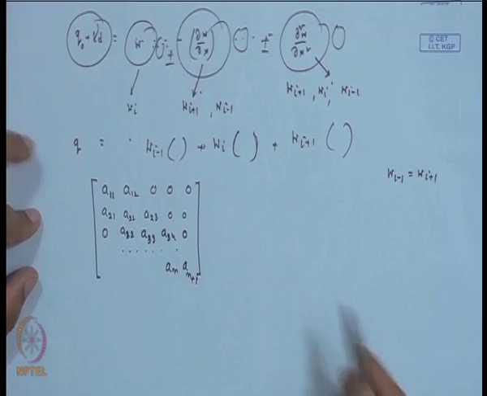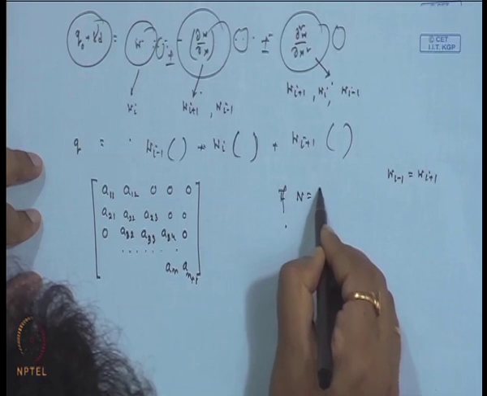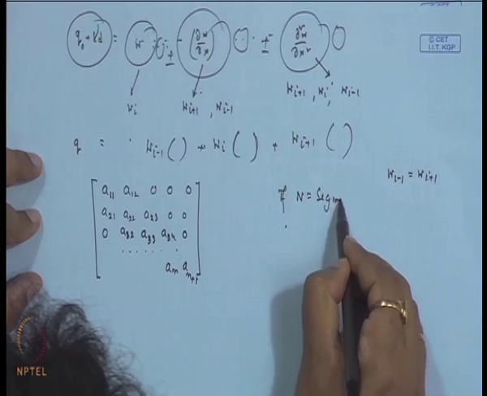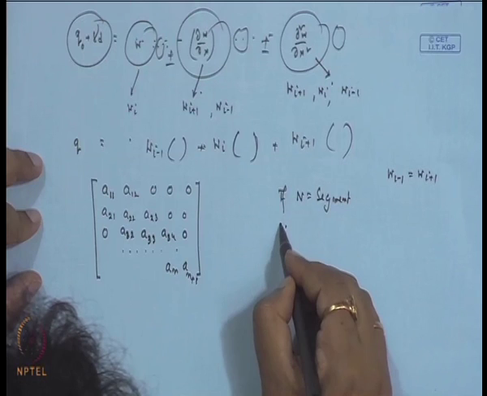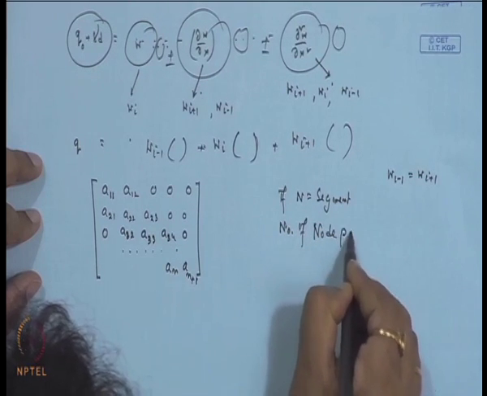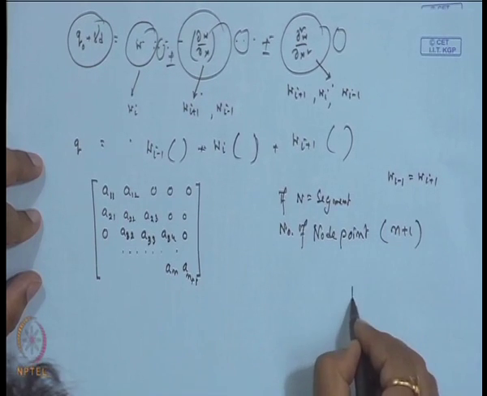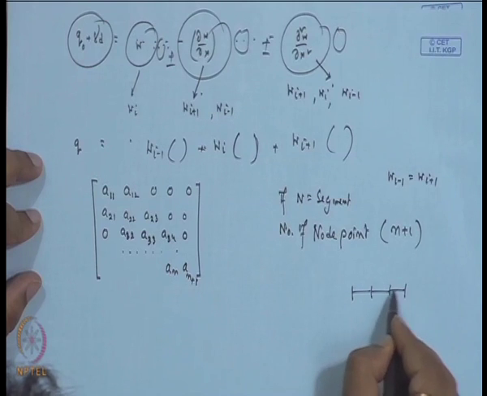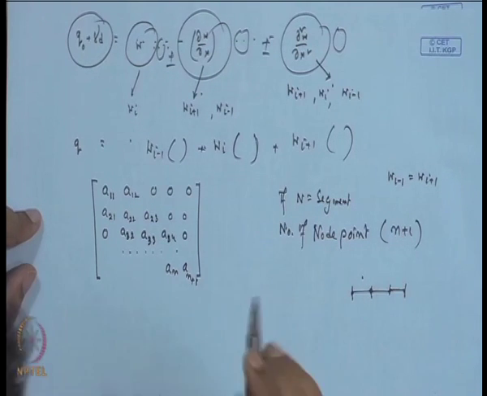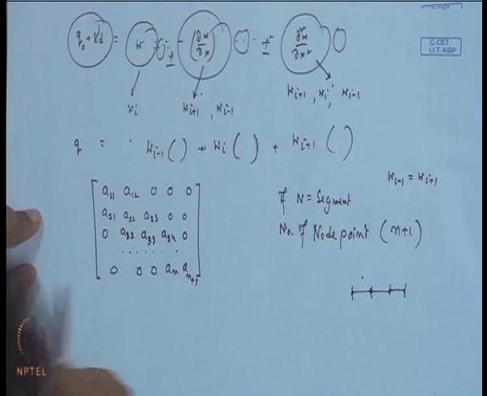a n, because if we take n number of segments, then the node points will be n plus 1. We have 1 segment, 2 segments, 3 segments, and with 3 segments the node point number is 4. So that is why this will be n minus 1, and this portion all are 0.